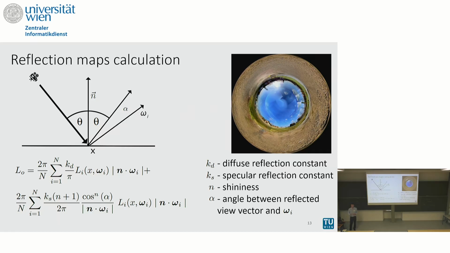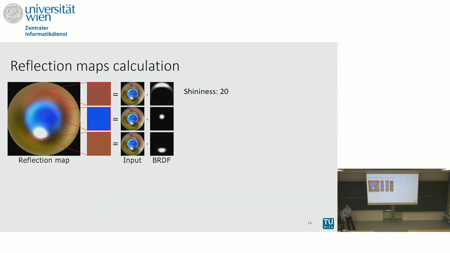So let's say for every shininess or roughness factor, we pre-calculate a different reflection map, and then we can access it in real time for rendering. How does the calculation look? So this is the reflection map.